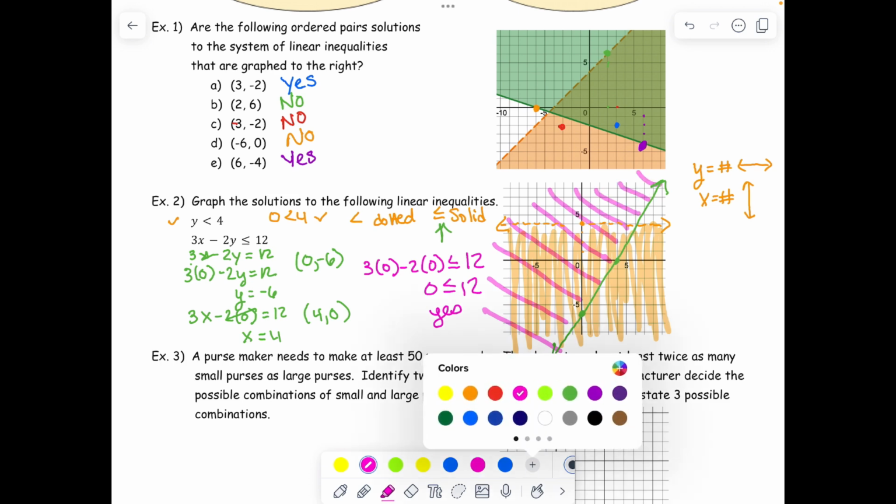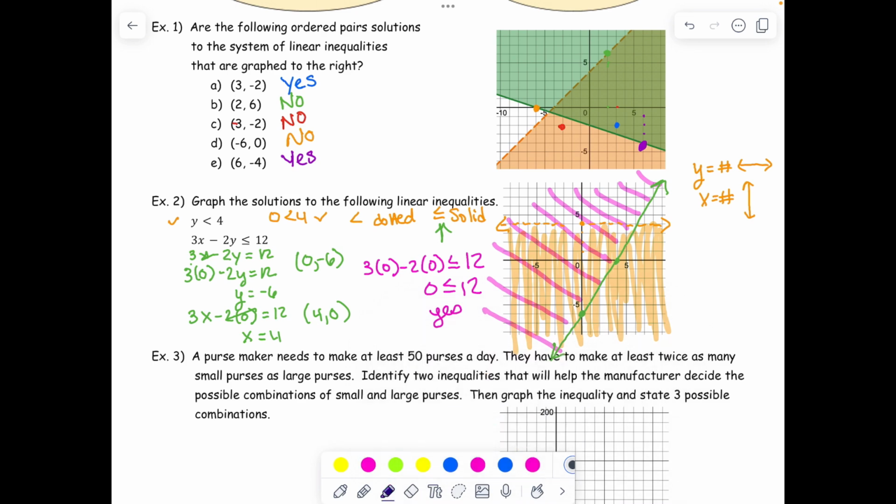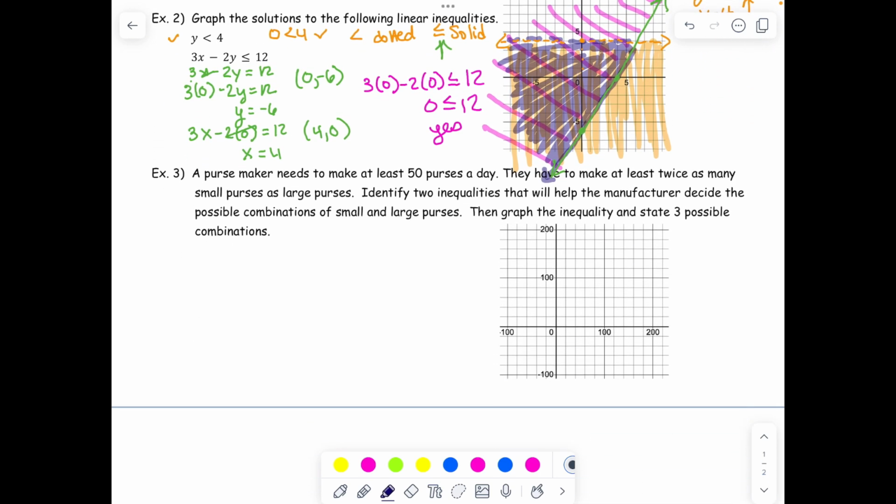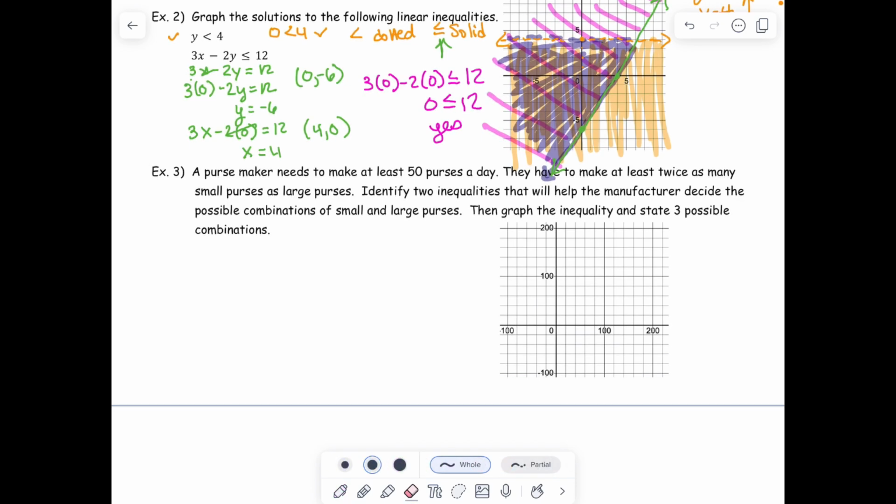Okay, now where's our solution? Well, let's make our solution pretty dark. So our solution is where it's orange and green, right? But we can't lose sight of the fact that we have a dashed line here and a solid line there, right? Solid and then dashed. Okay, awesome.